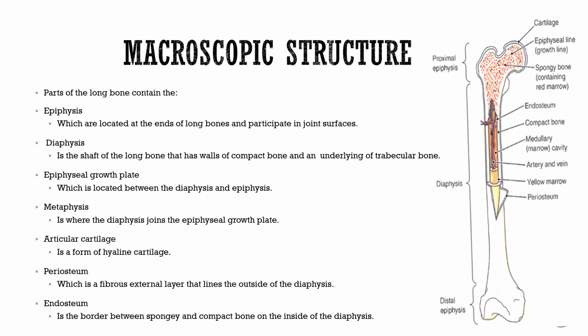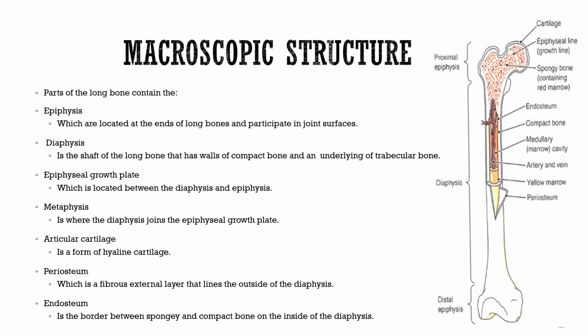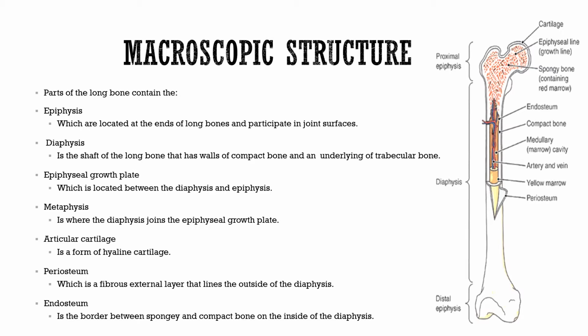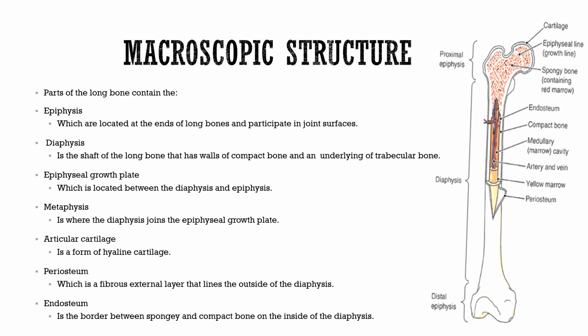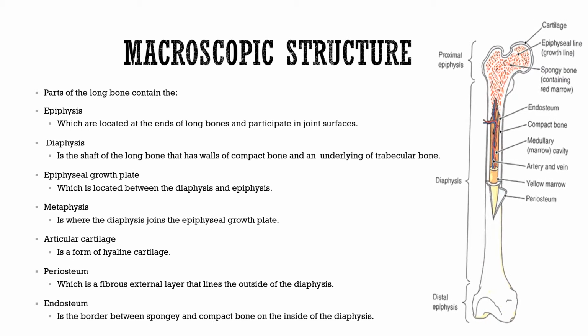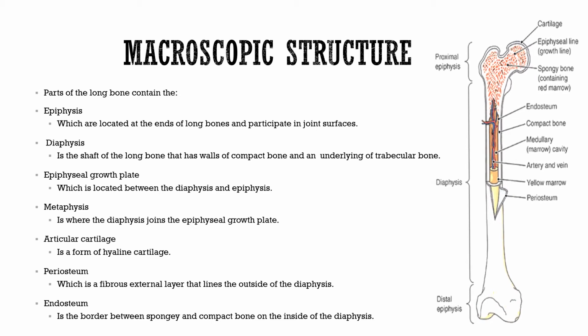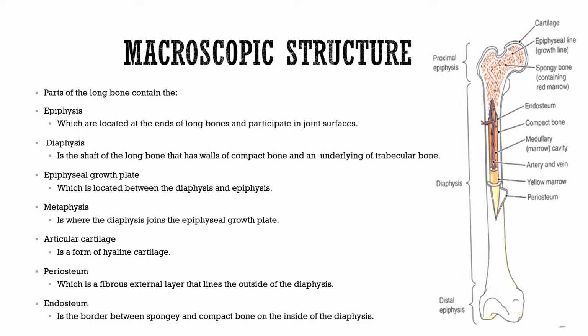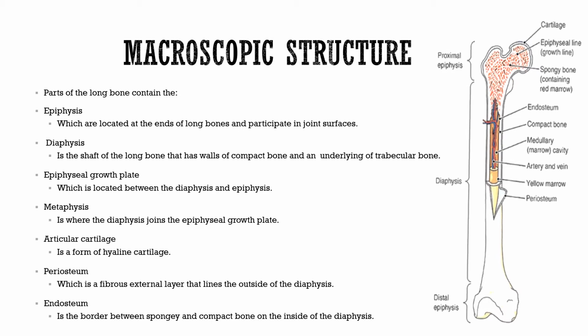The parts of the long bone are the epiphysis, which is located at the ends of the long bone. Then there's the diaphysis, which is the shaft of the bone. Next we have the epiphyseal growth plate. Then there's the metaphysis, where the diaphysis joins the epiphysis.